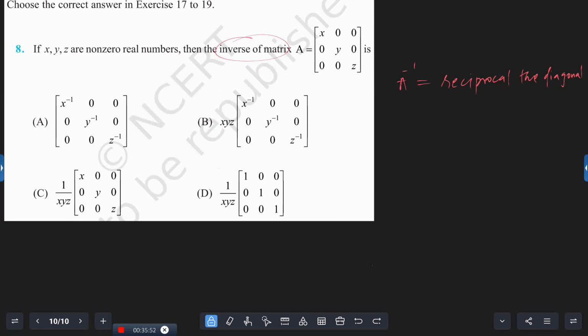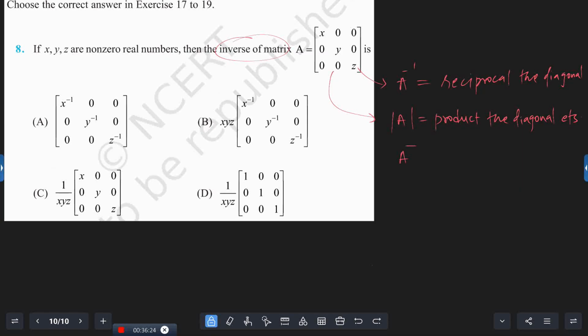Okay, this is the idea. Suppose for the same question, if they are asking determinant of A, take the product of the diagonal elements. Product of the diagonal elements, you will be getting the determinant of A. Okay, if they are given a diagonal matrix, these two things you can do. Understand? And what will they ask?